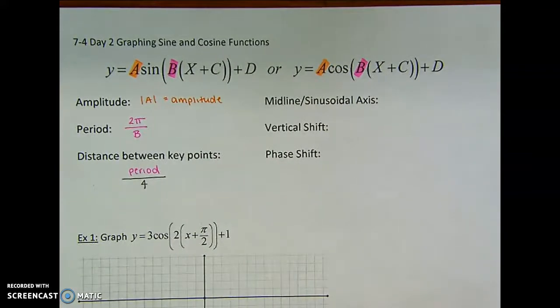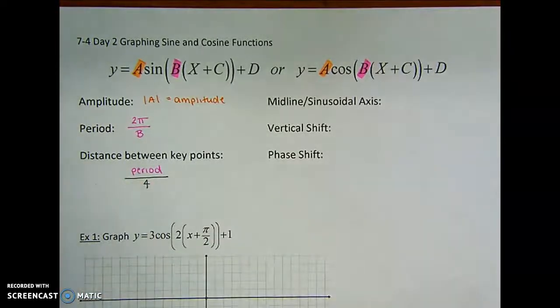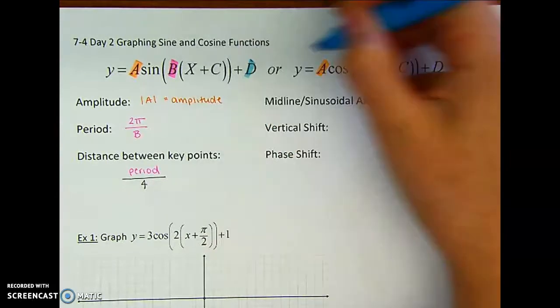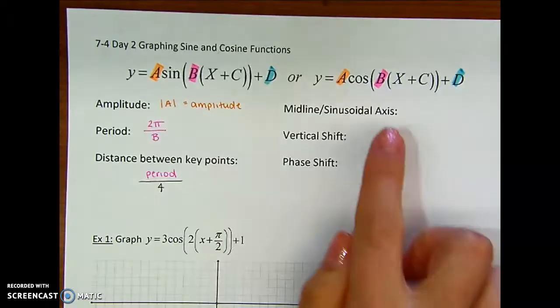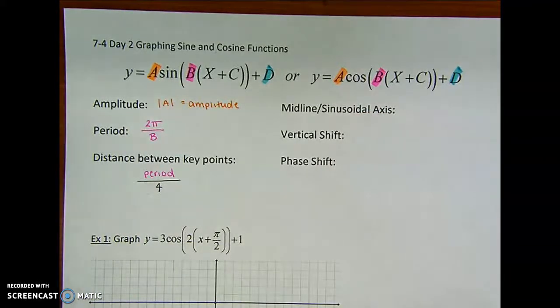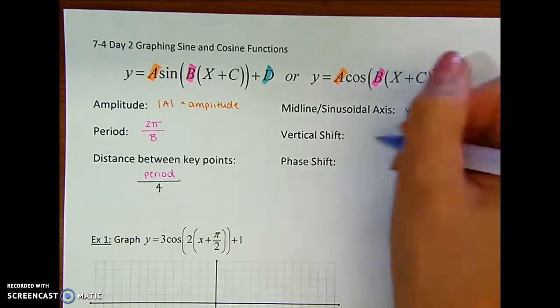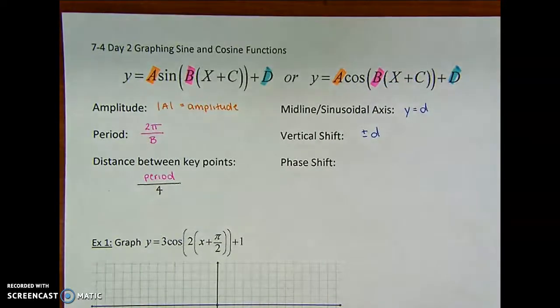The midline, or the sinusoidal axis, is going to be y equals whatever D is. So D, shifting it up or down, that's going to give us the sinusoidal axis. So that'll be y equals D, and that means we're going up or down by that D value.